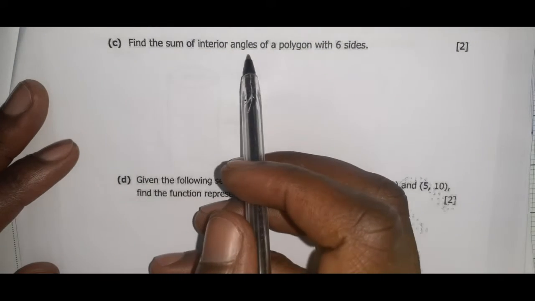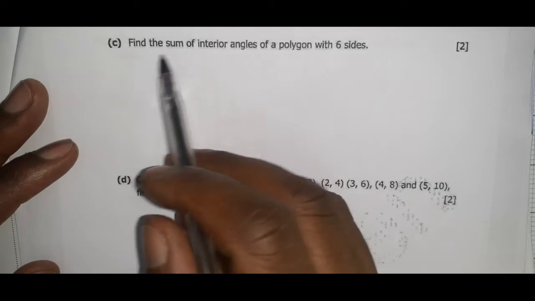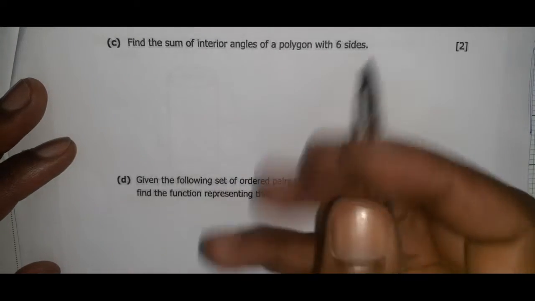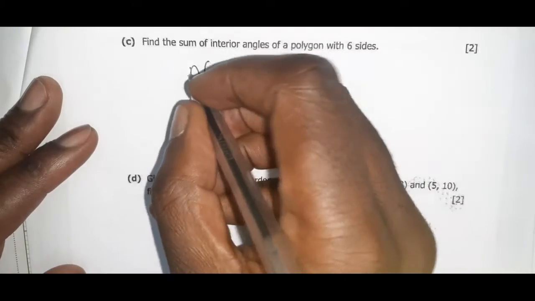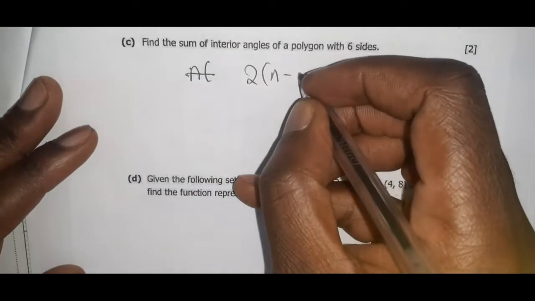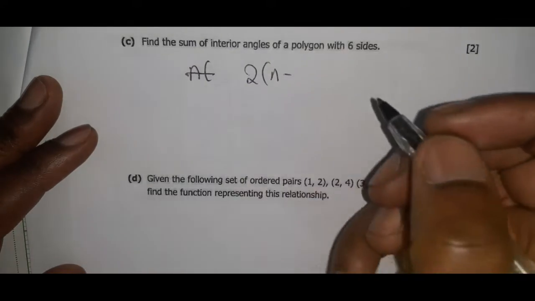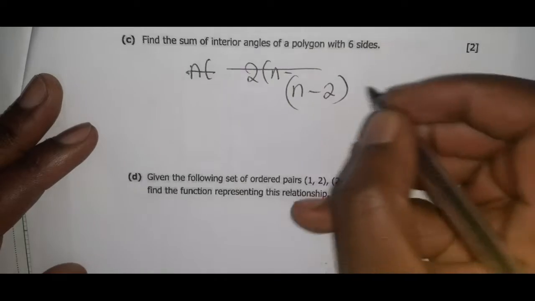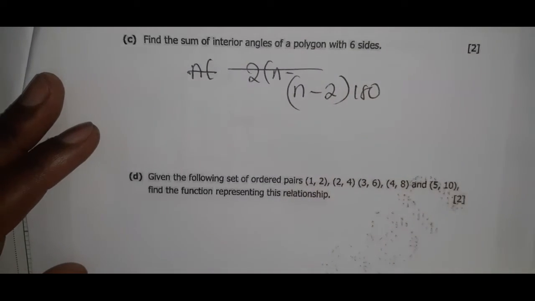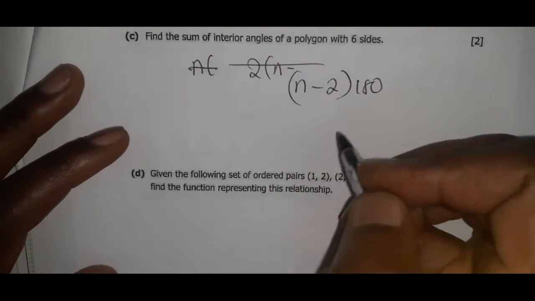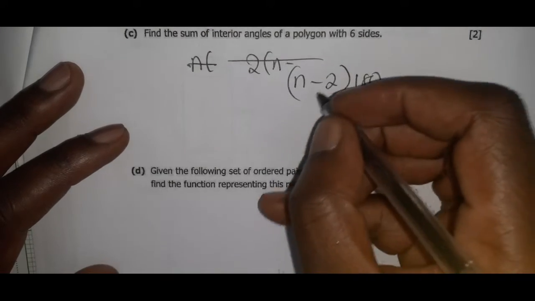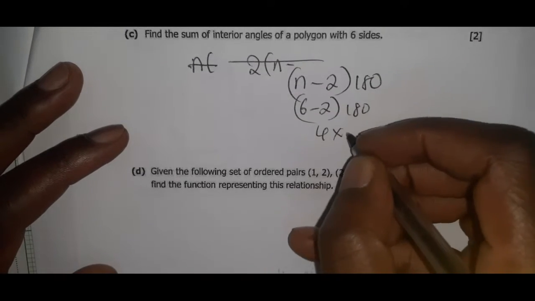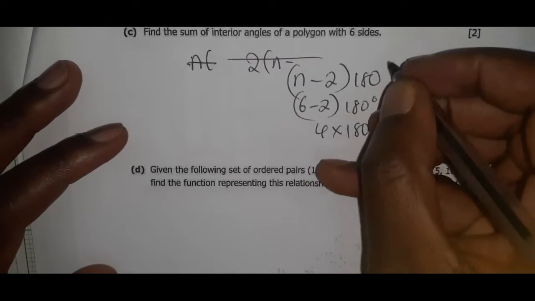Find the sum of interior angles of a polygon with 6 sides. 2n minus, what's that? Am I right? What is the correct formula? Oh, n minus 2 multiplied by 180. Okay. Yes. So here, what are we supposed to do? 6 minus 2 multiplied by 180. 4 multiplied by 180 degrees.